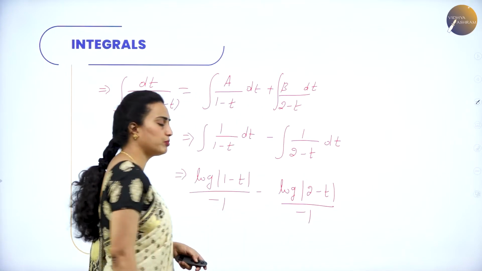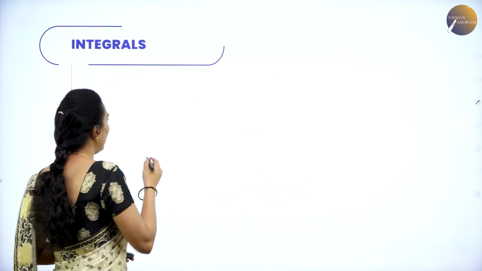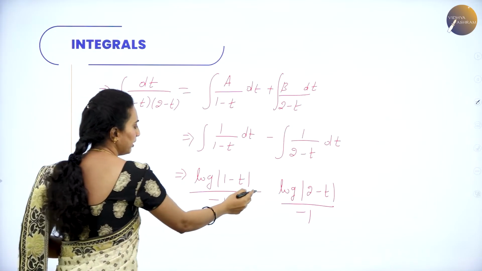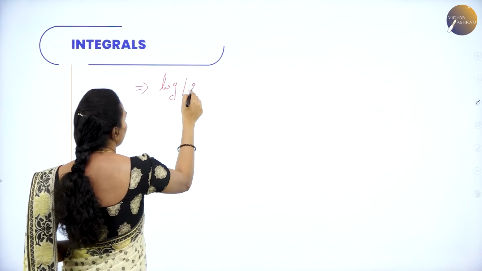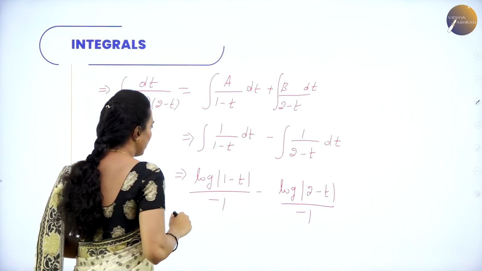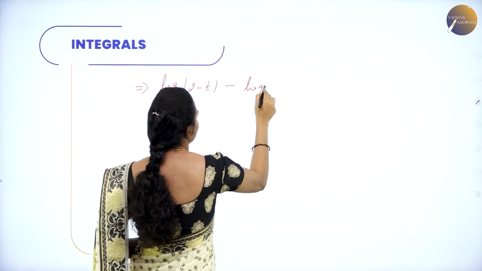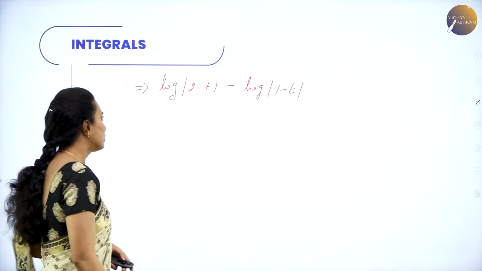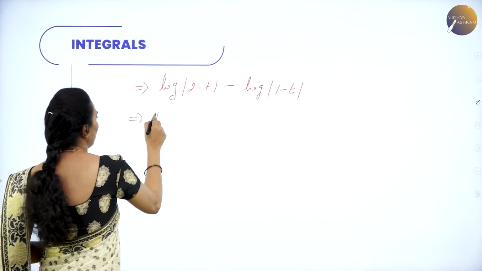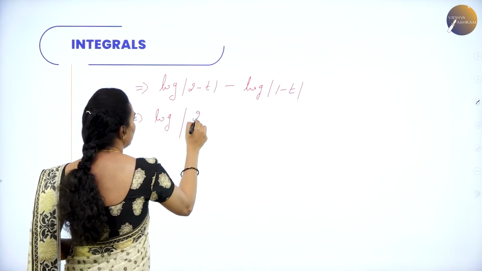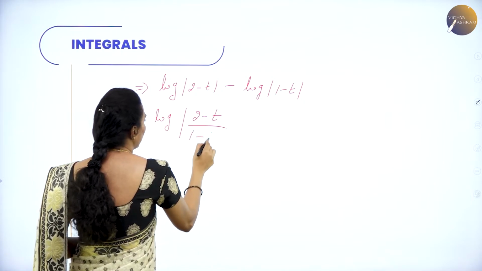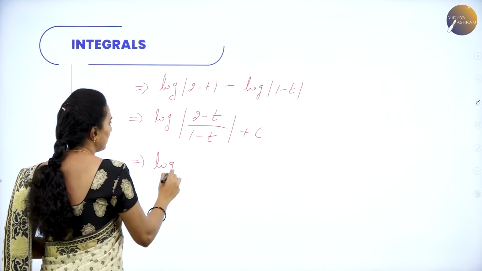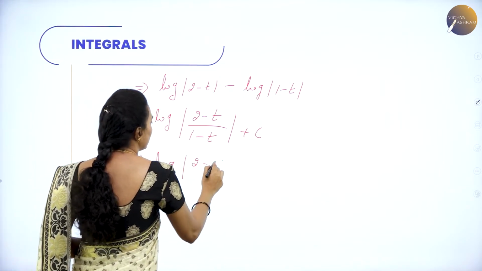Now minus into minus will become plus there. Therefore you can have, which implies log of modulus of 2 minus t, minus log of modulus of 1 minus t, otherwise t minus 1 you can write it as. So which implies log of modulus of 2 minus t divided by 1 minus t plus c.